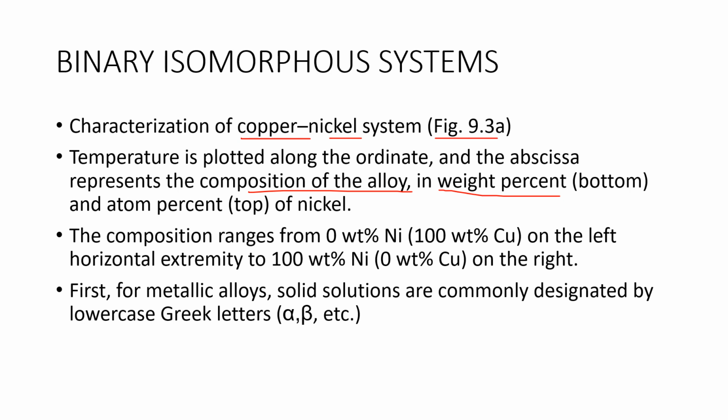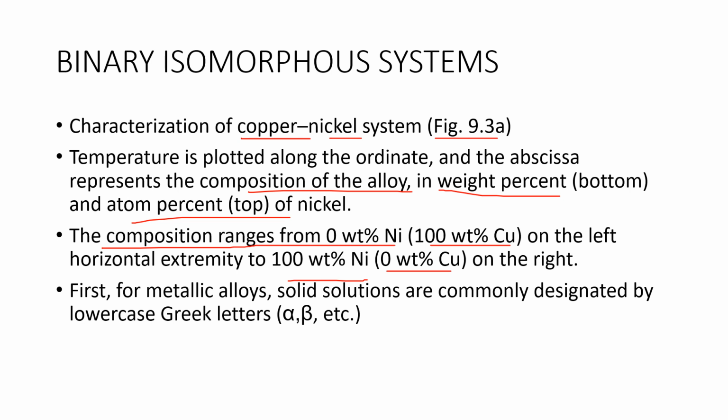Copper and nickel are represented in weight percent at the bottom and atom percent at the top. The composition ranges from 0% by weight nickel or 100% by weight copper on the left extreme, and similarly 100% by weight nickel or 0% by weight copper on the right hand side.